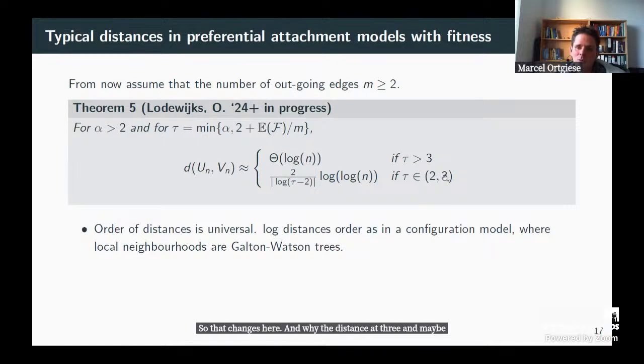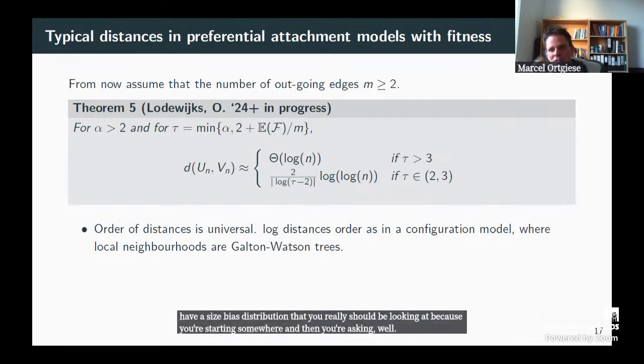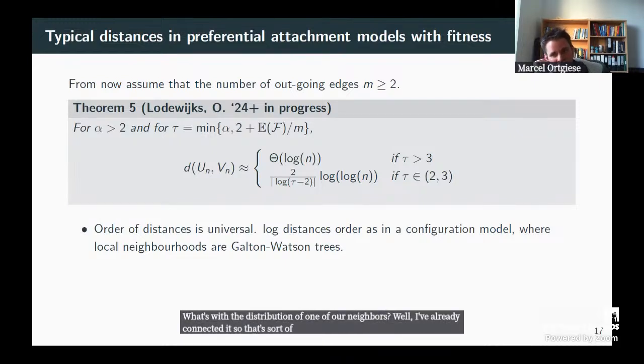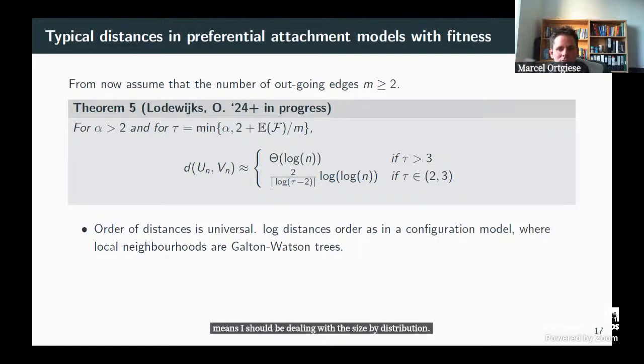And why is it at 2, and the distinction at 3, and maybe not where the variance changes? Well, when you think about degree distributions, you have to remember that you have a size-biased distribution that you really should be looking at, because you're starting somewhere and asking, what's the distribution of one of our neighbors? Well, I've already connected it. So I should be dealing with the size-biased distribution. So the difference between really short distances and the log n behavior occurs at tau equal to 3, so it's not exactly where you think it should be. It's where you lose your variance.